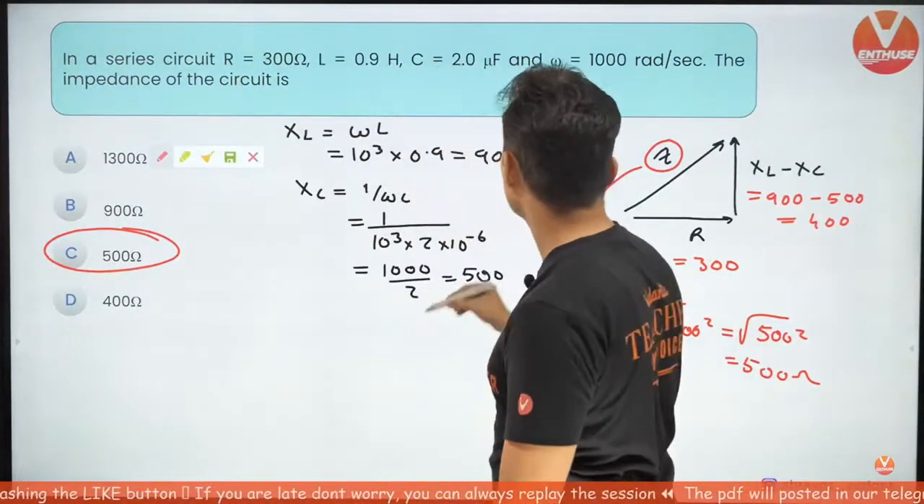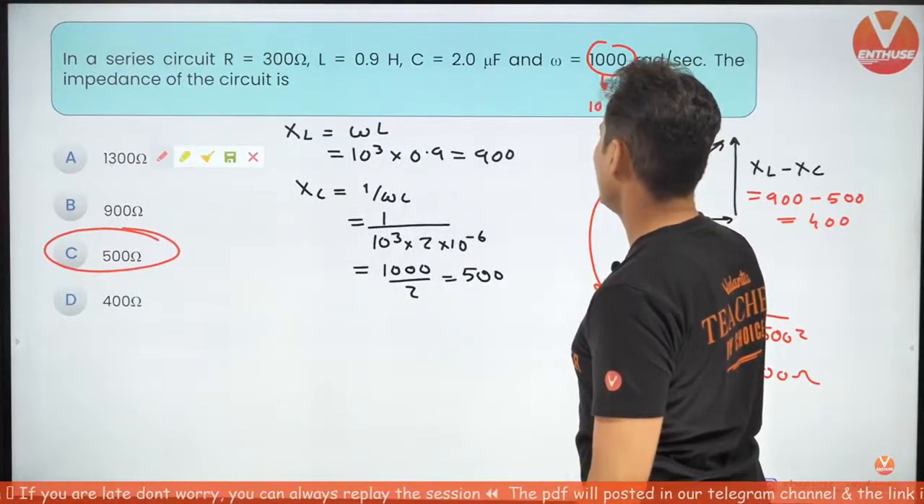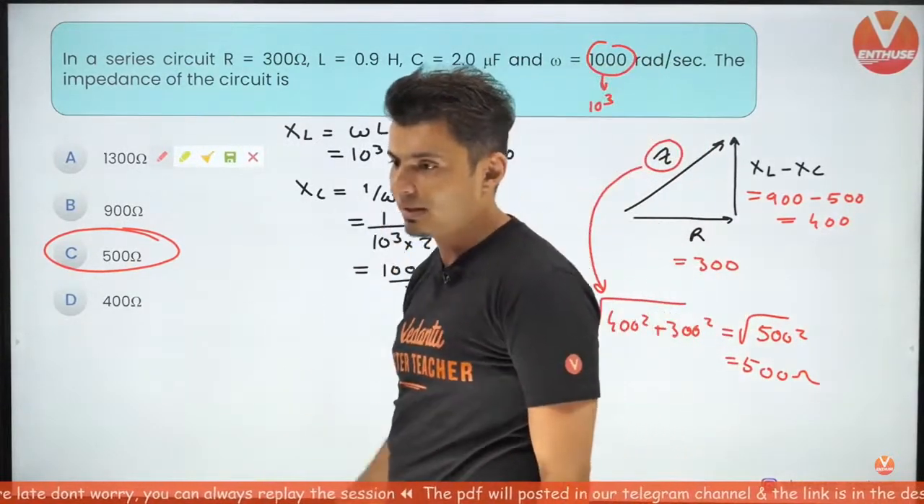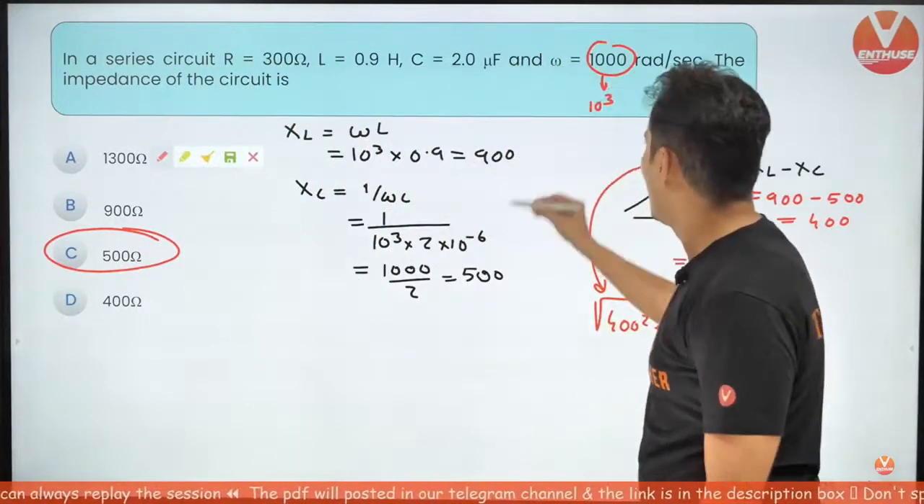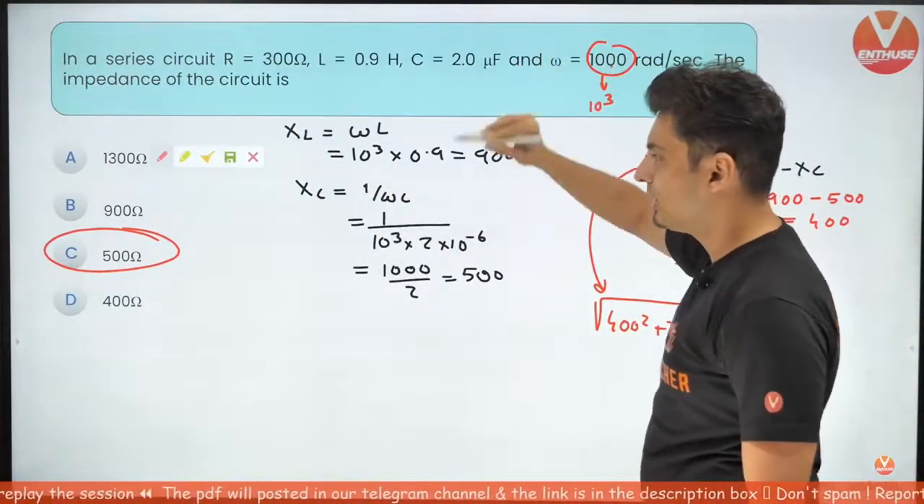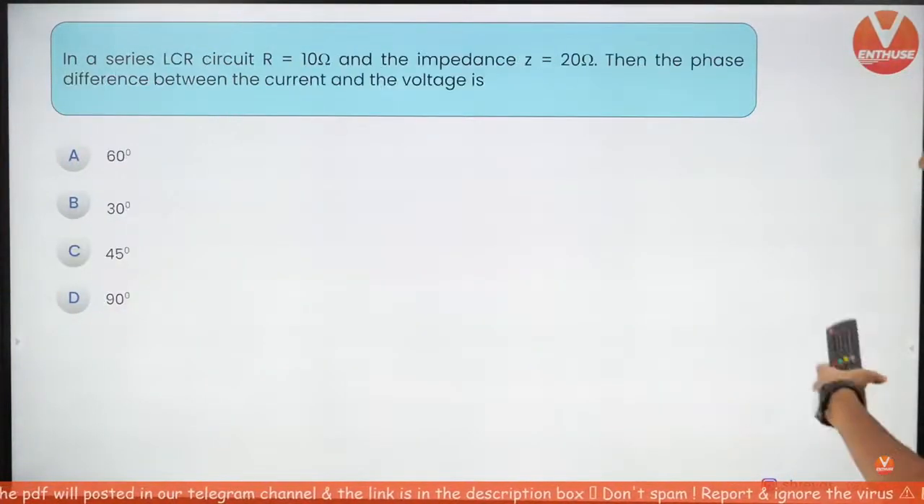How is omega 10 to the power 3? Because 1000, my dear warriors, is 10 to the power 3. That's why omega is 10 to the power 3. Okay? Yeah, 3 zeros. You can count 3 zeros: 1, 2, 3. So that's why 10 to the power 3. Moving ahead to the next one.